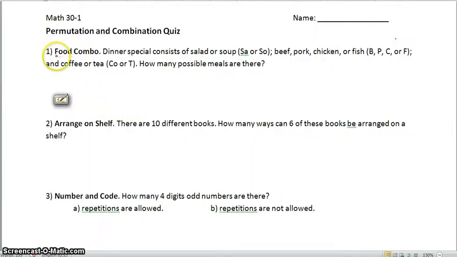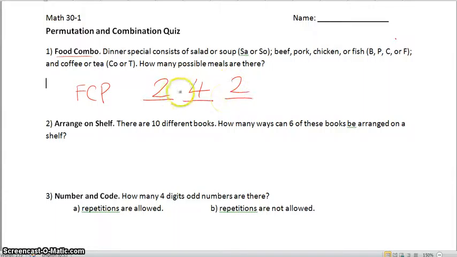Okay, so food combination. This is a fundamental counting principle question. You want to order dinner. So this task has 3 stages. First, you have 2 choices for ordering salad or soup. And then the second stage is you have 4 kinds of meat to choose from. And the final stage is you have 2 kinds of drinks you can pick. So therefore, the answer is 16. All right.